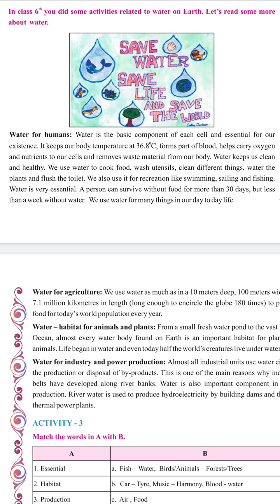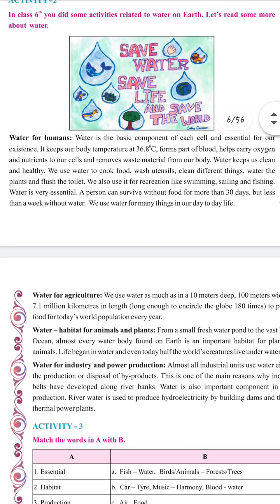It is also helpful in keeping the temperature of the body at normal temperature, that is 36.8 degrees Celsius for each human being. It forms part of blood also. Already near about 70% of the blood is water. The water also helps to carry oxygen and nutrients to our cells and removes waste materials from our body. So such a good thing is water. It should be present in our body in an adequate amount. The level of water should not increase and should not go below the normal level.